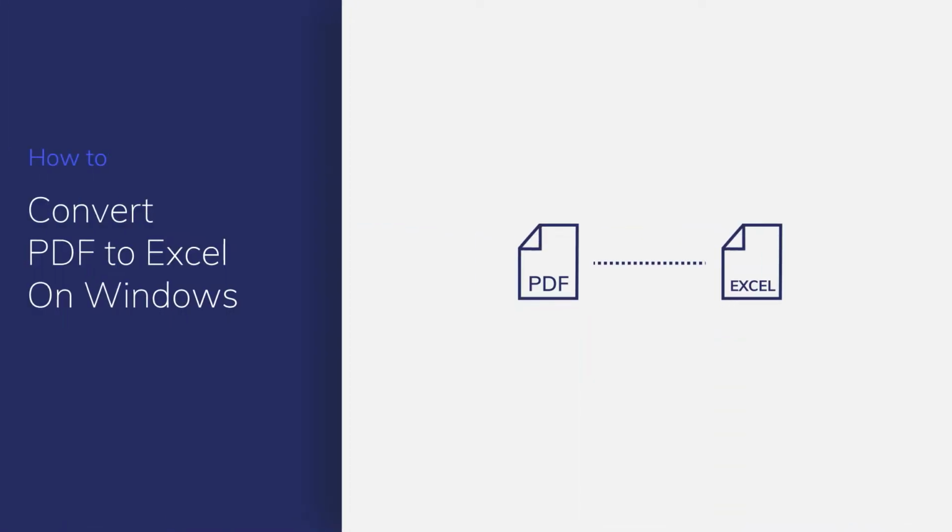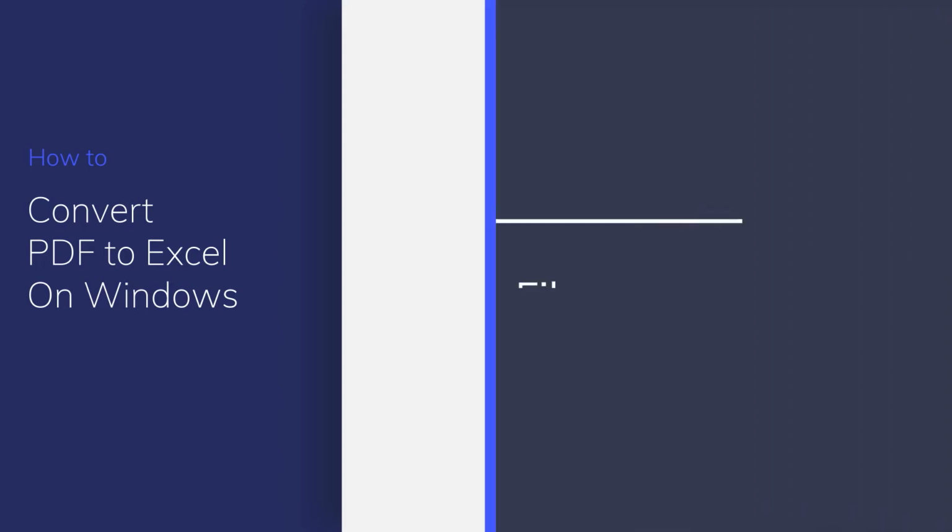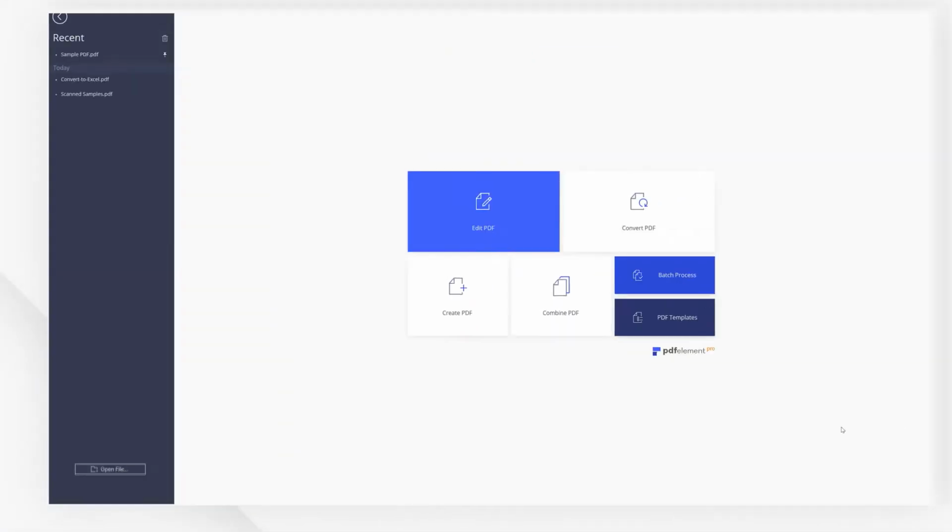Retyping and reformatting data from a PDF file into an Excel file can be a tedious task. You can easily convert your PDF into an Excel file with a few simple clicks using PDFelement. Let's get started. To start off, let's open a PDF file.